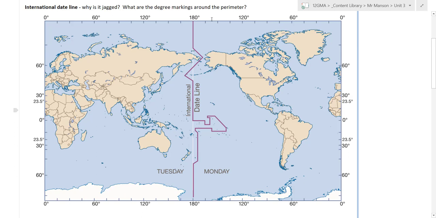3 dashes. How many gaps are there? 4. So what's each gap worth in terms of degrees? If it goes from 120 to 180, what's each gap worth? 15. So each gap is worth 15 degrees. That's going to be quite important because how many hours in a day?